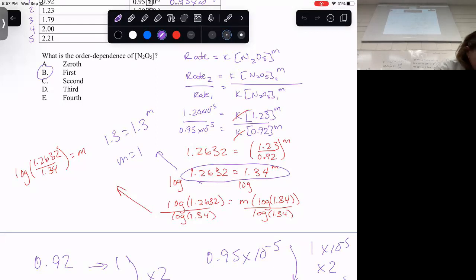I'm sorry, I copied that down wrong. This is 12.63. So it should be the log of 12.632.